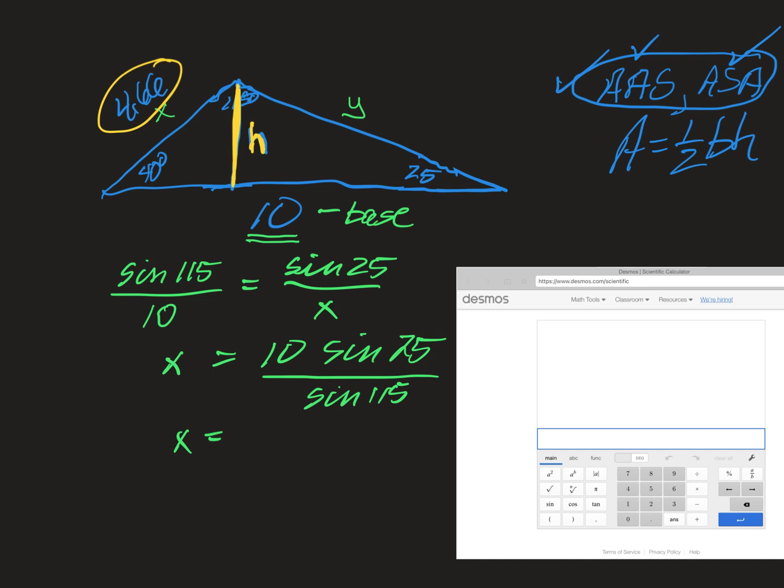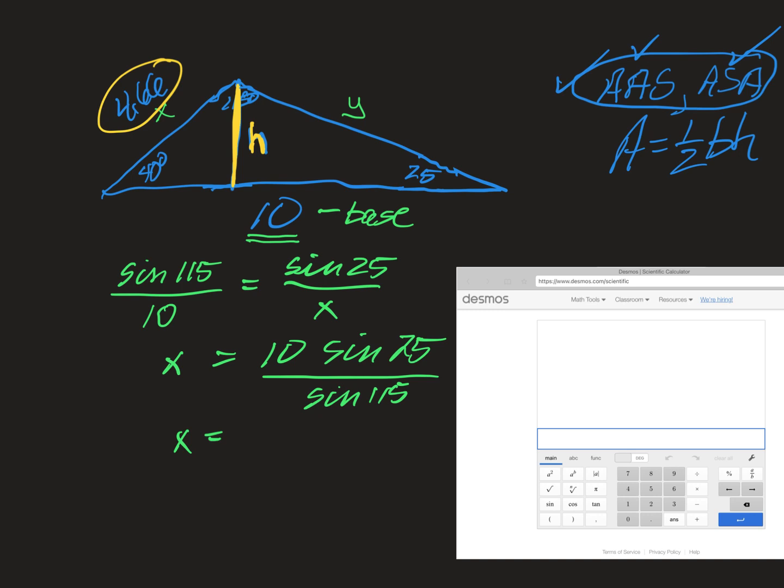Okay? And that, in this case, is equal to, pardon me, it's equal to 2.997, which is approximately 3.00. That's equal to h. Okay? And that's our height. All right? Now, I now have the base and the height.